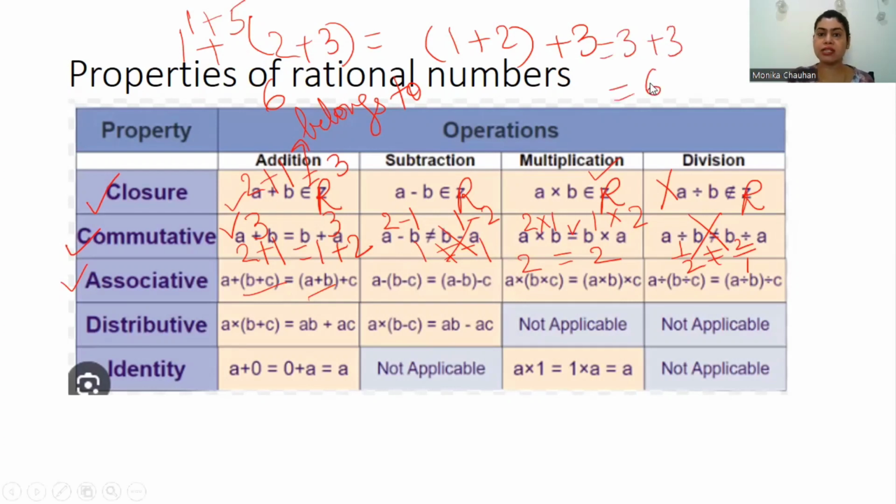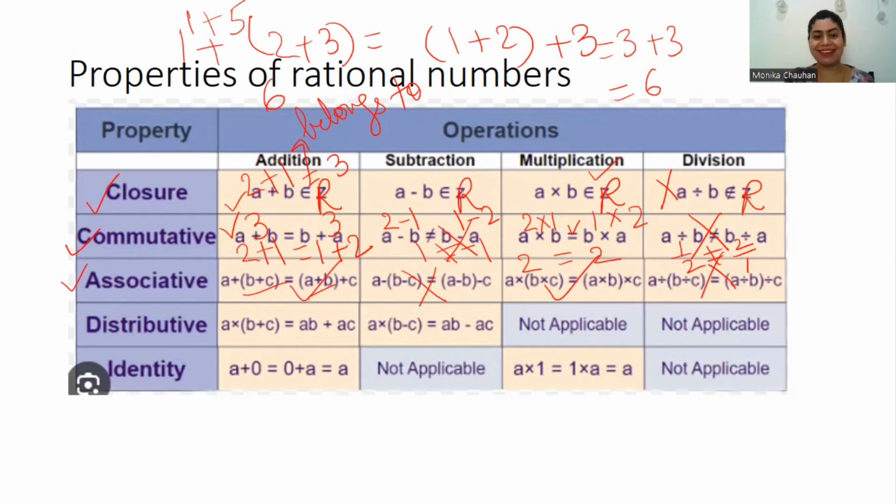Did you see your right side and left side are both the same? So understand here again that it holds true. Associative property holds true for addition, and similarly it holds true for multiplication. It holds true for addition and multiplication, but not for subtraction and division, because you will get a different answer on both sides. I hope you're clear with this. Do one more practice, it will fix it here.